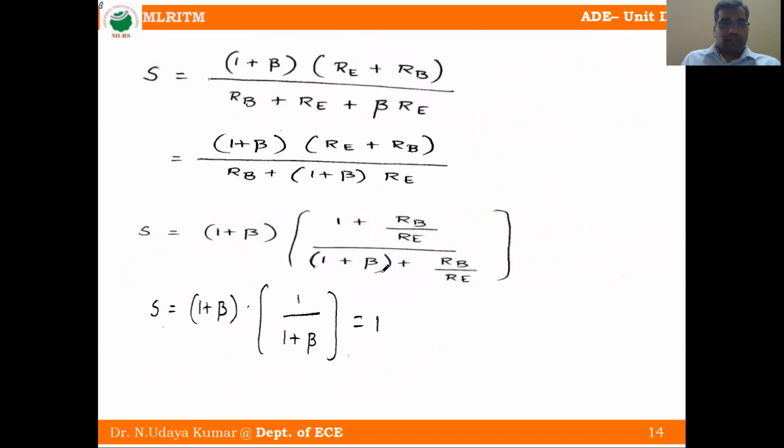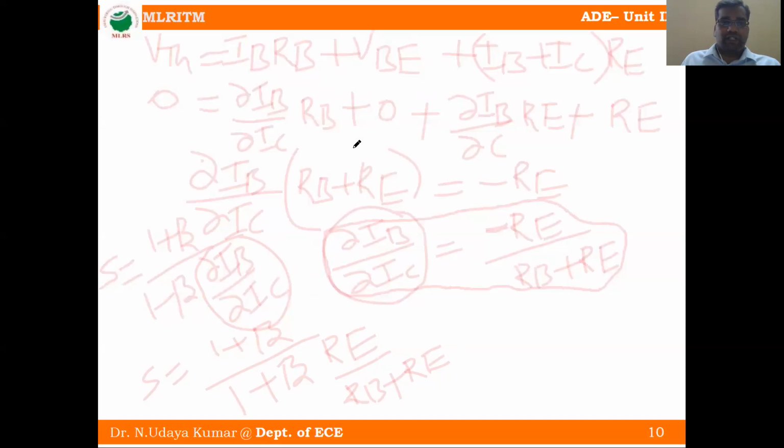Okay, now we will see, in the previous one we got this. So S is equal to (1 plus beta) by (1 plus beta into RE by (RE plus RB)). From this, we will write the same thing, S is equal to 1 plus beta, and we have to cross multiply. So 1 plus beta into RE by (RB plus RE). Cross multiplying means we will get (RB plus RE plus beta RE) divided by (RB plus RE). So this term comes here, RB plus RE.